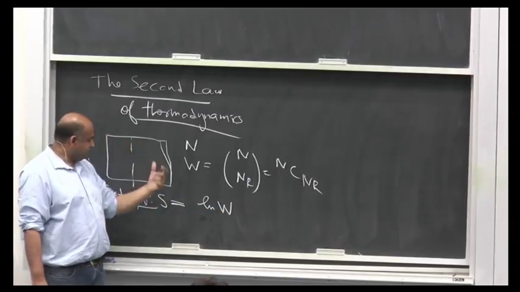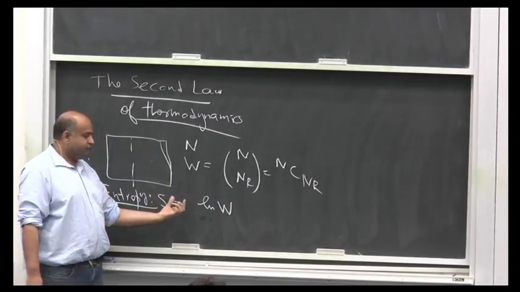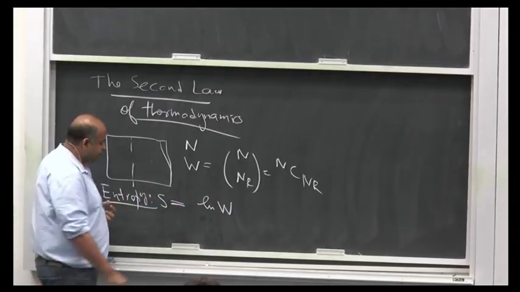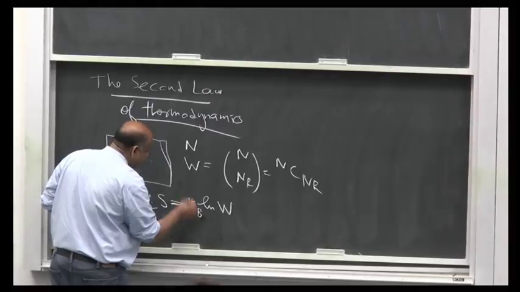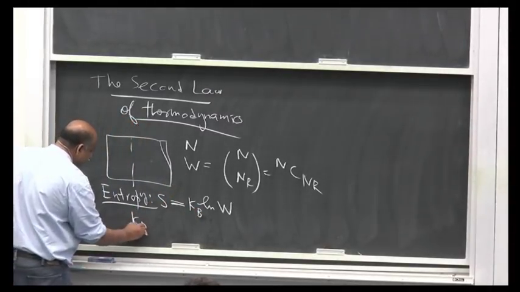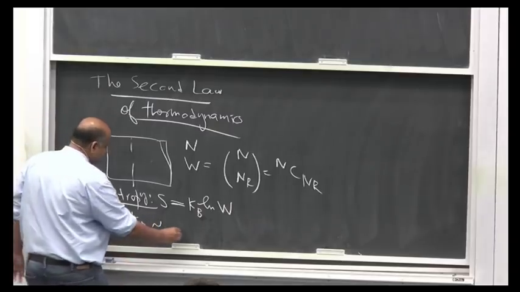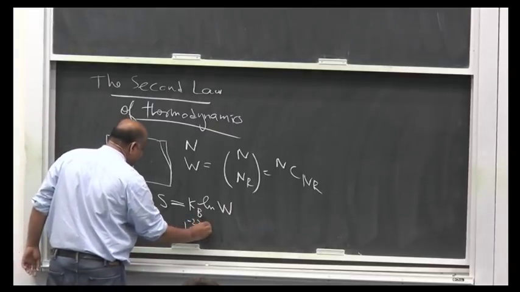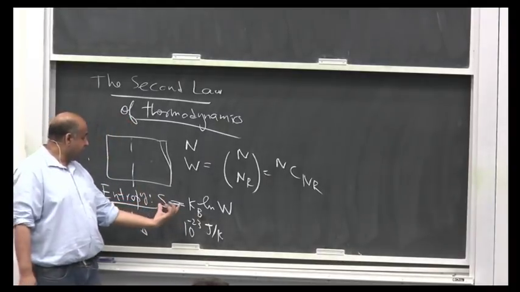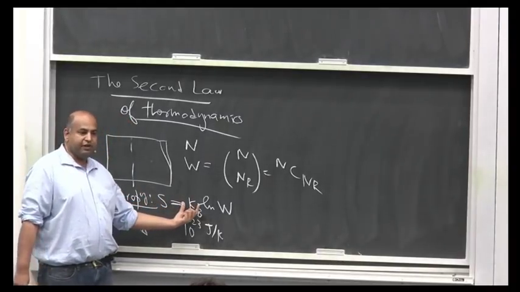And in different sciences, when they define entropy, there is a different constant here. When we are dealing with thermodynamics, we use a constant called the Boltzmann constant, Kb. This is 10 power minus 23 joules per Kelvin. Forgetting this multiplicative number here, this is how we define entropy.